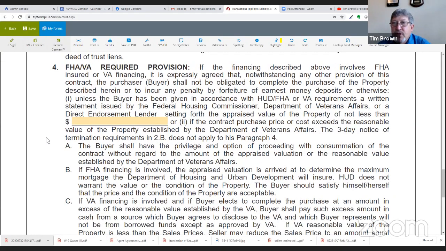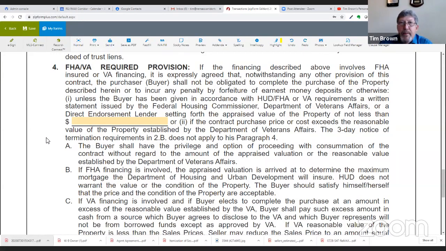FHA and VA have got this required provision in here that basically says the same thing. If the house doesn't meet value, all right, the appraised value, and this should be for the entire purchase price, not just the loan amount. So if they're purchasing something for $300,000 and the loan is only $240,000 because they're putting 20% down, this number should be $300,000. All right, it has to appraise for that amount. All right, and again, if it doesn't appraise, you go back and you negotiate.